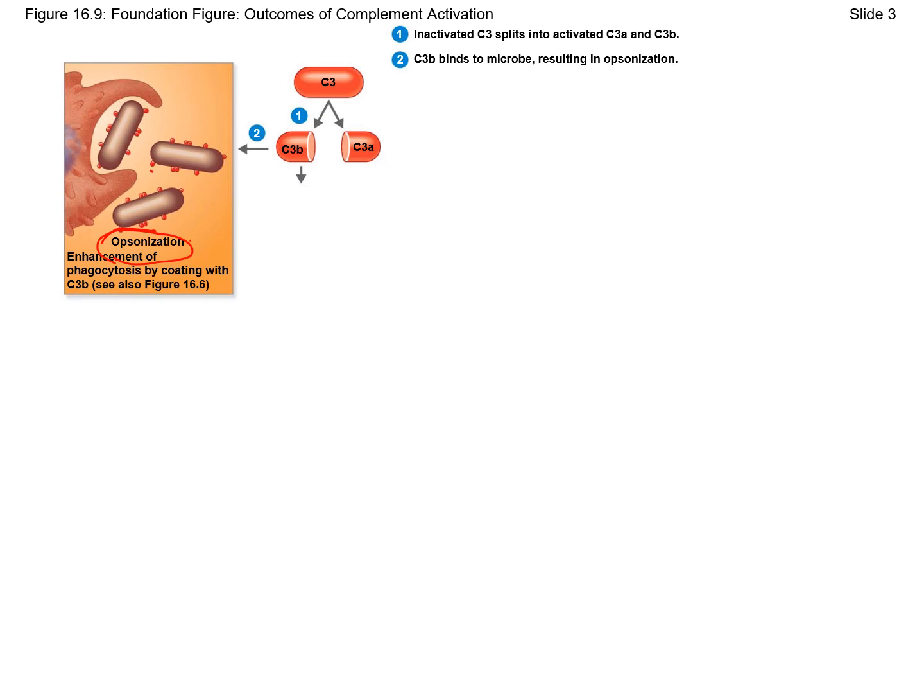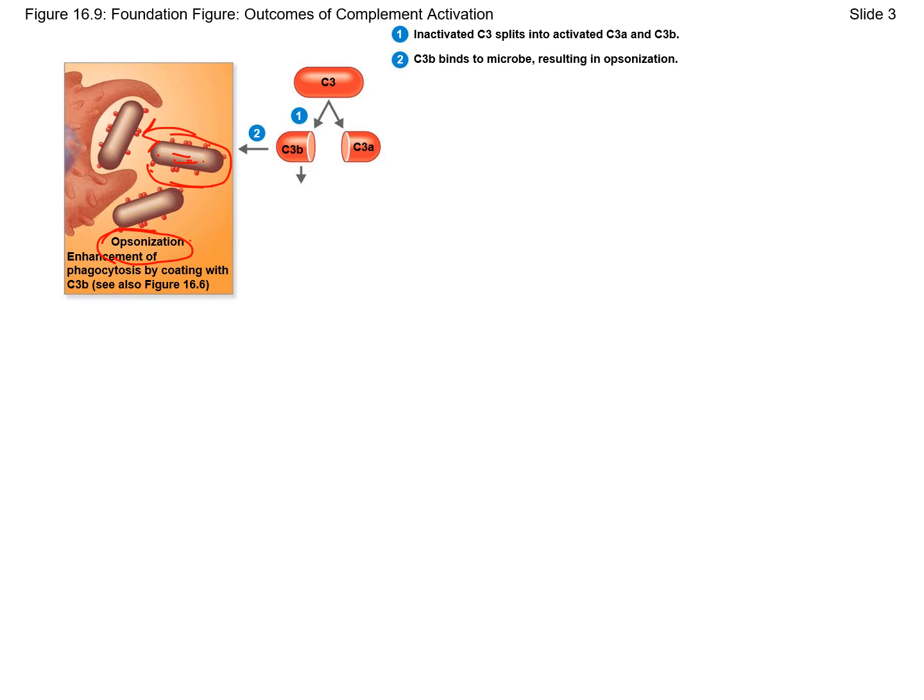So all these little red things are the proteins, in this case the complement proteins, coating a microbe. This brown thing is the microbe. And once you have all these proteins coating the microbe, that makes it much easier for phagocytosis to occur.